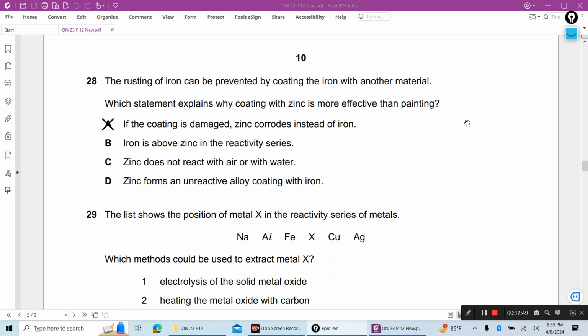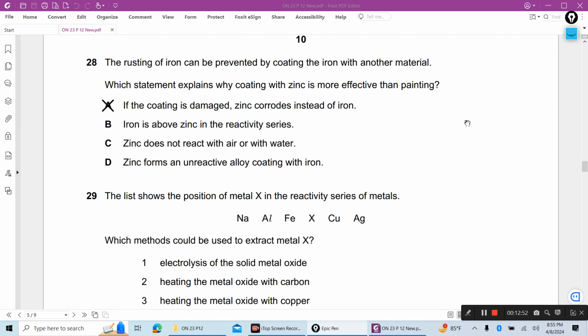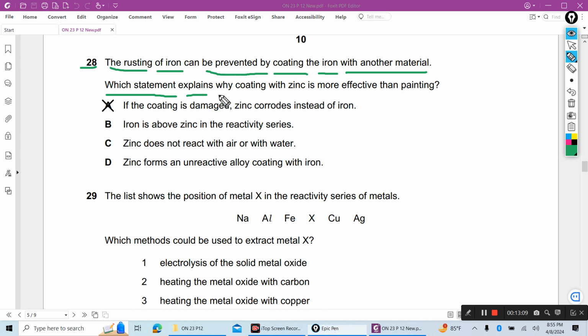Next, 28. The rusting of iron can be prevented by coating the iron with another material. Which statement explains why coating with zinc is more effective than painting? That means coating with zinc is more effective than painting. Why?